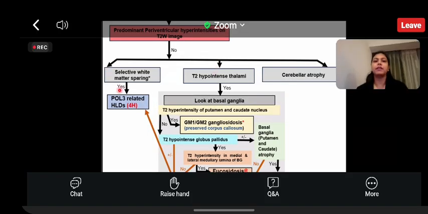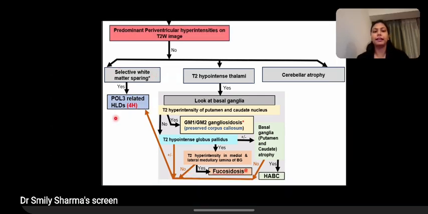We again move to other patterns of diffuse hypomyelination. If there is selective sparing of the white matter, these are POLR3-related hypomyelinating leukodystrophies. If no, then we should look at whether there are hypointense thalami. If hypointense thalami are present, then again that algorithm looks at the basal ganglia, and depending upon different involvement, different differentials can be put. And if again no, then look at the cerebellum.